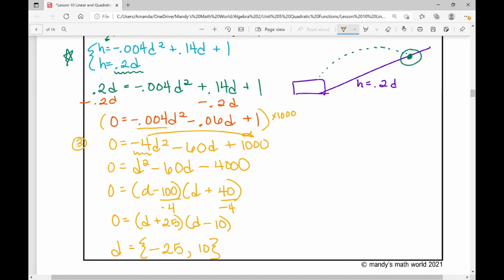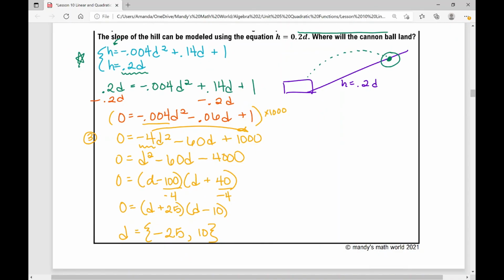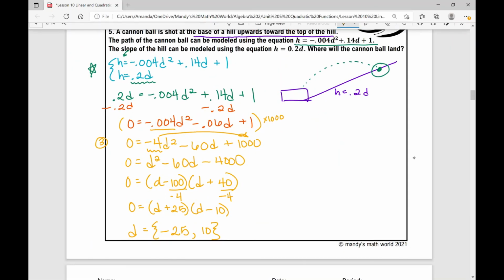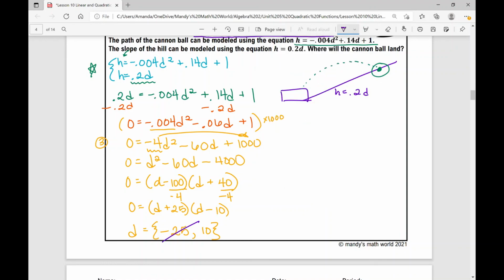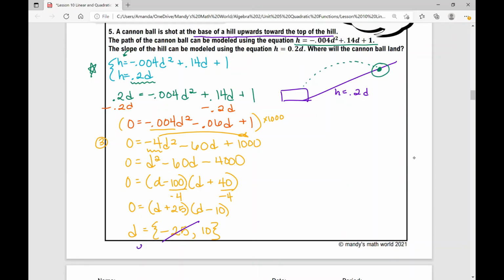At this point, what do those d values represent? They represent the distance. So can we have a negative distance? No. Negative 25 as a distance would be considered an extraneous solution. Given this particular situation, it doesn't make sense, which means my solution is 10. I only have one solution for that point of intersection.